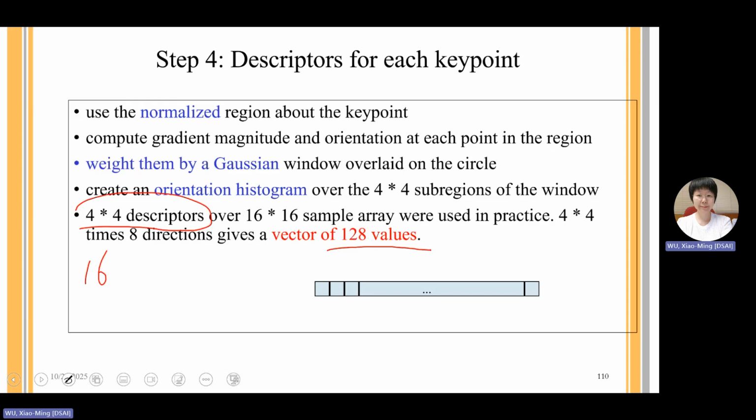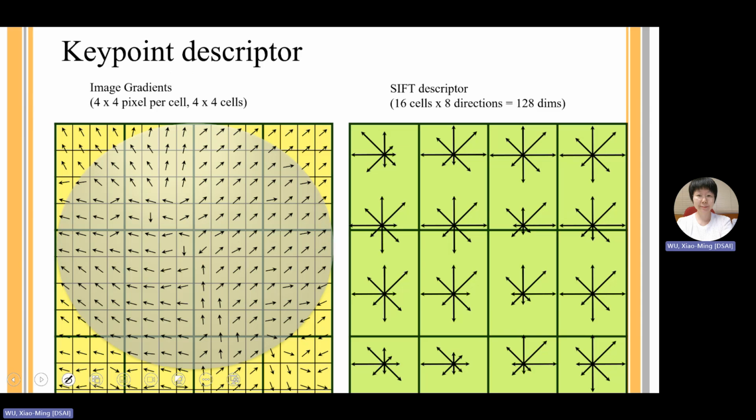And each cell has a histogram. Each cell has 8 directions. Okay, so that's the SIFT descriptor. See, there are 16 cells, and within each cell, 8 directions. Okay, so that's the SIFT descriptor.